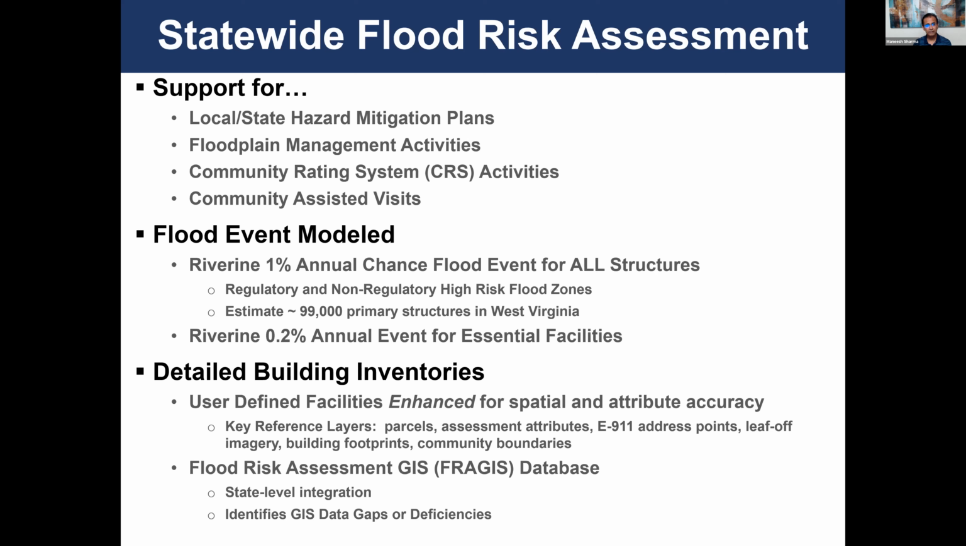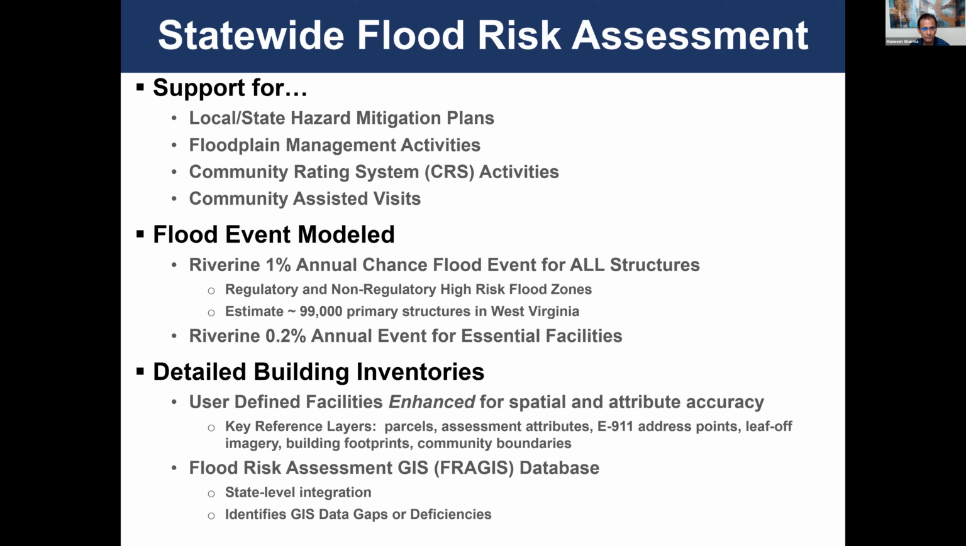For the flood risk, what we are trying to do is modeling at the 1% annual chance flood event for all the structures. 1% is colloquially sometimes called the 100-year flood event. That 1% annual chance is for all the primary structures except for essential facilities. Essential facilities are assessed against a higher standard, which is 0.2% annual chance, colloquially called the 500-year flood event.